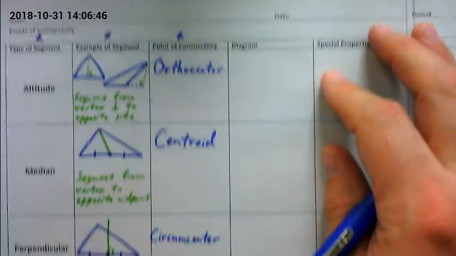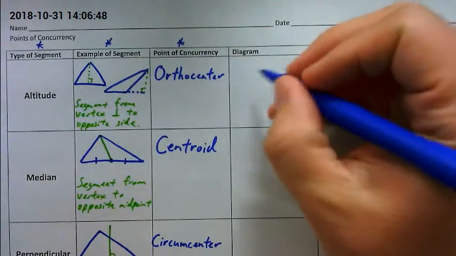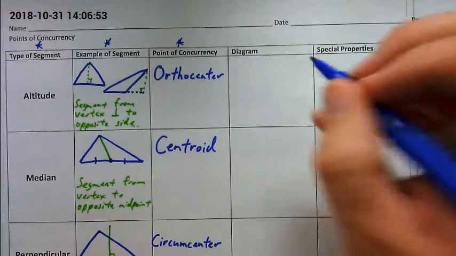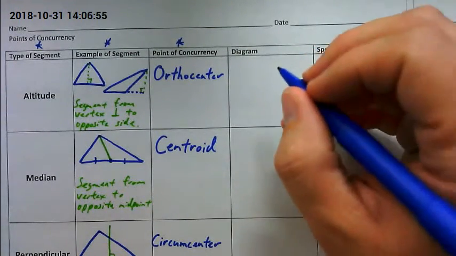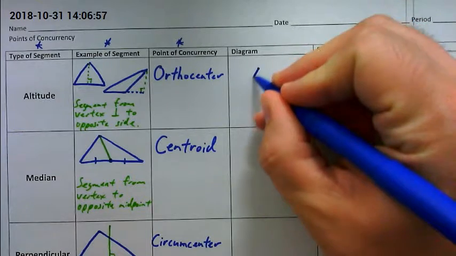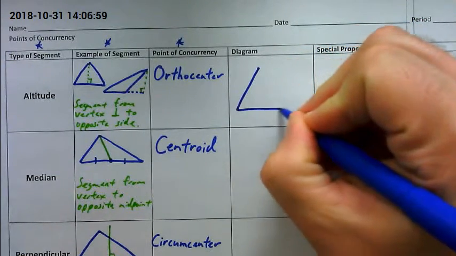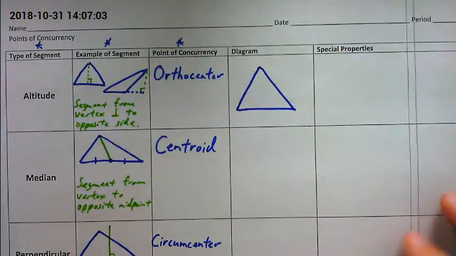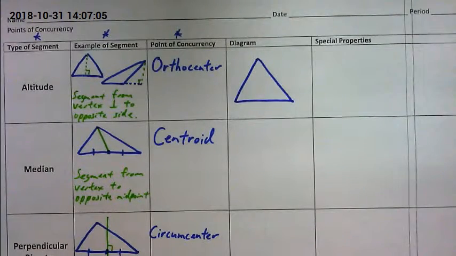So, for each one of these, I'm going to draw a diagram. On the first diagram, we're going to draw a triangle. I would recommend drawing an acute triangle. Okay, so I have an acute triangle.